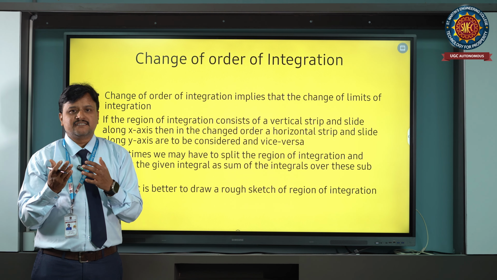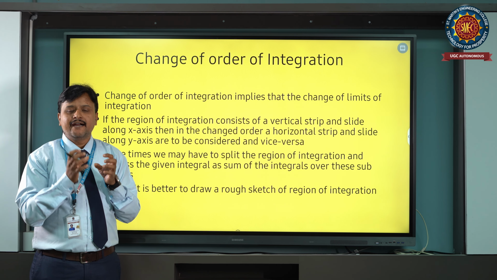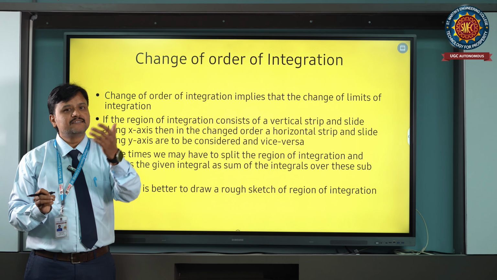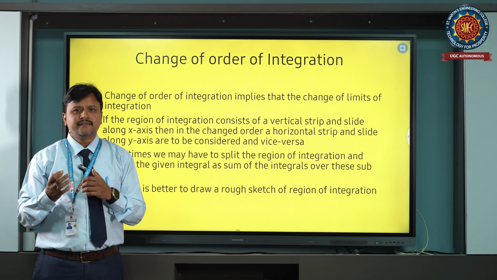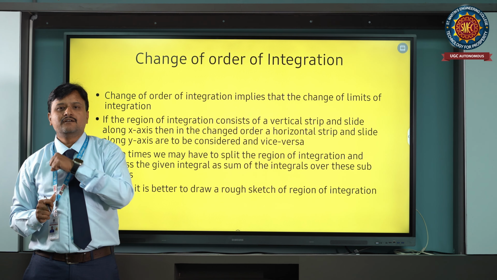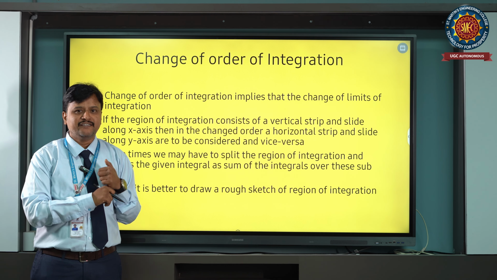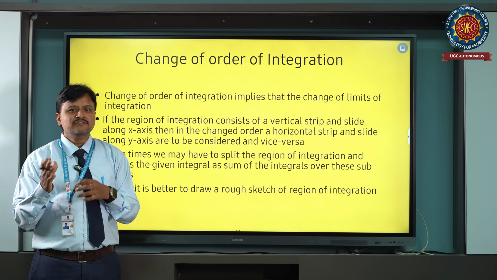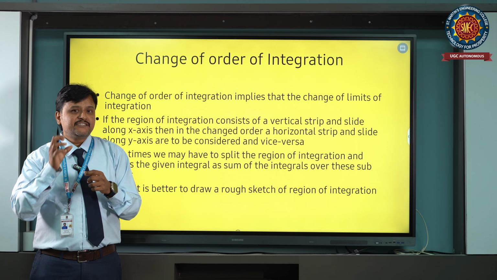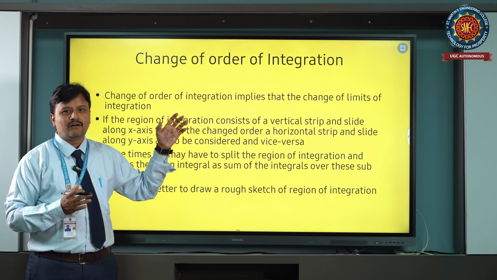In some cases, it is required to split the given region of integration and express the integral as a sum of the integrals of the subregions. So it is always better to draw a rough sketch of the region of integration. And what is the use of changing the order of integration? This is one kind of integration method to evaluate the double integral. In all problems we can't evaluate the integral in some cases. So in that case, if we change the order of integration, we can evaluate the double integral. That's why we are using change of order of integration.